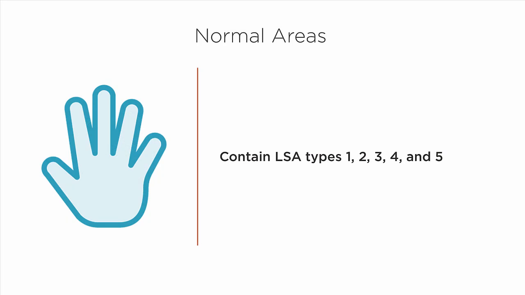So let's talk about normal areas to start with. Normal areas contain LSA types 1 through 5. Remember, LSA types 1 and 2 are router and network LSAs, respectively. But what are types 3, 4, and 5?